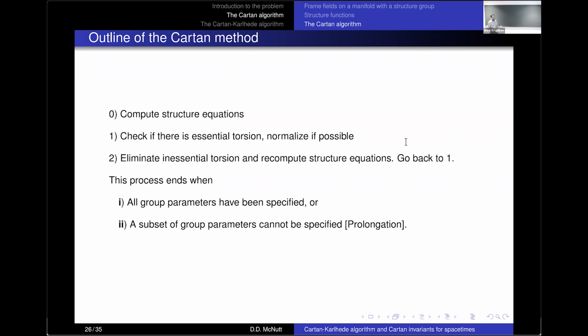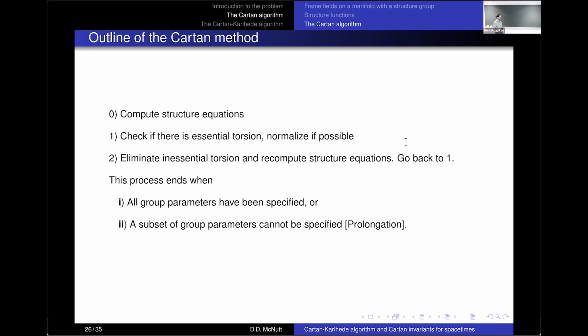So this is the outline of the Cartan method. We compute the structure equations. We check first if there is any essential torsion. Maybe we're lucky, and we can normalize it if we can. Next, we eliminate inessential torsion and recompute the structure equations. Then we go back to 1. So we again check if there's any essential torsion, normalize as much as possible, and go back to 2. And this is a sketch. Obviously, there's more to this. But this process ends when all group parameters have been specified, or a subset of group parameters cannot be specified.